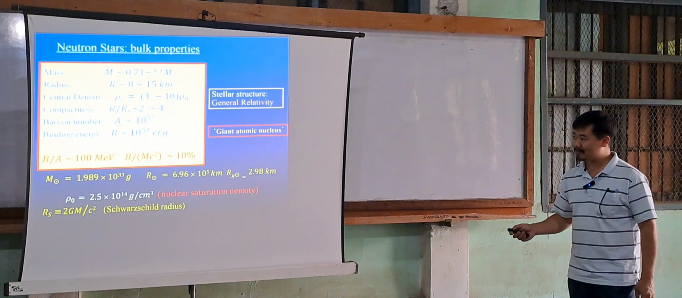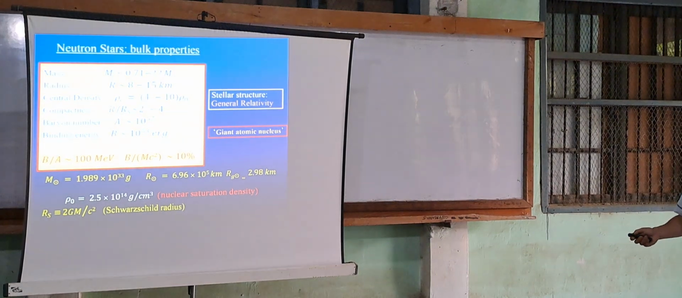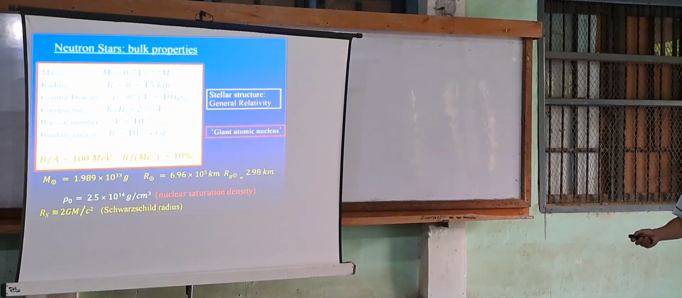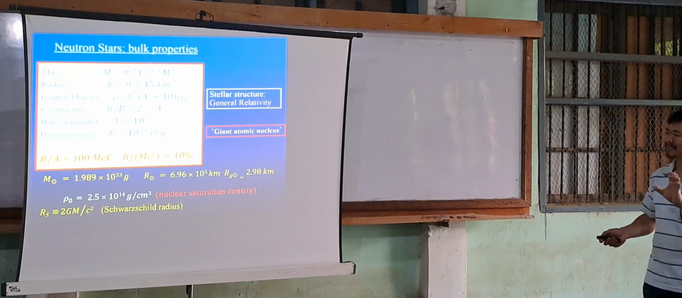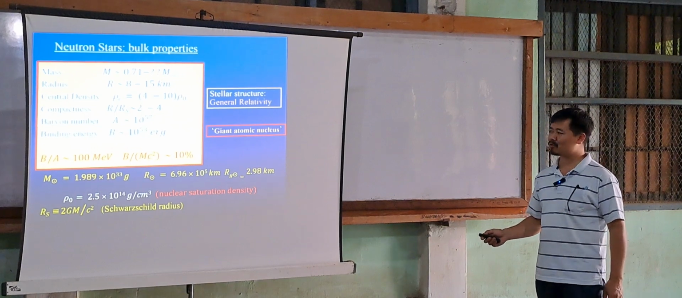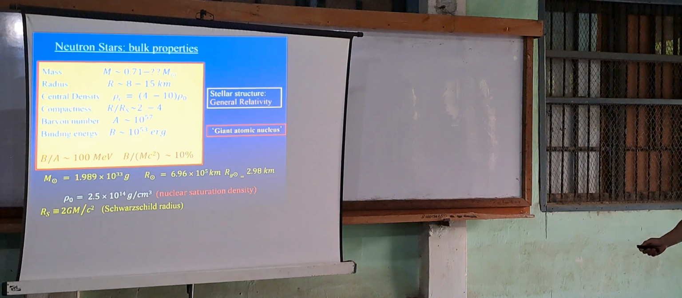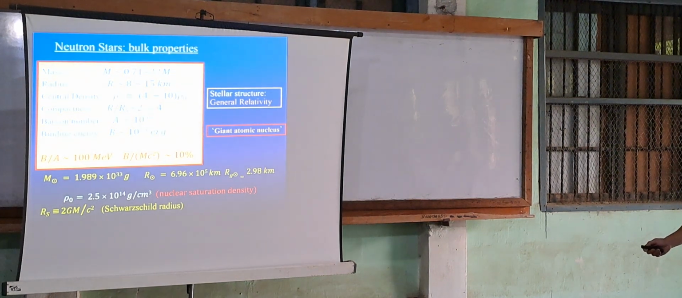Compactness compares the radius of the neutron star and the radius of the black hole. The neutron star is only 2 to 4 times bigger than a black hole, but the mass is extremely large. The baryon number inside, all the protons and neutrons, will be an extremely large number. The binding energy is also very, very large.